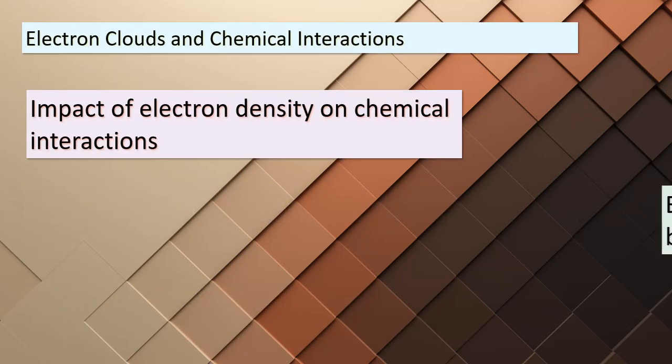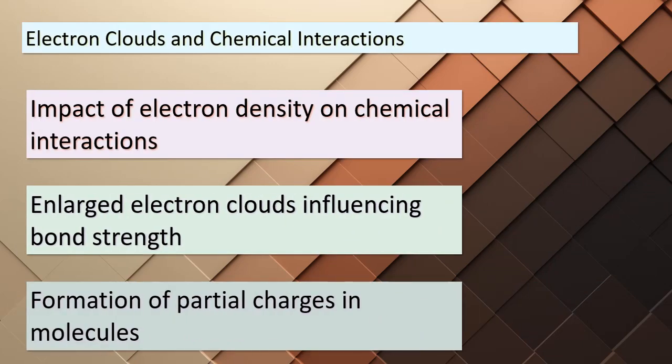Great to see you all engaged. Today, we're uncovering the significance of electron density in chemical interactions. As we've established, multiple bonds lead to enlarged electron clouds around atoms. This electron density directly impacts the strength of chemical bonds and the behavior of molecules.